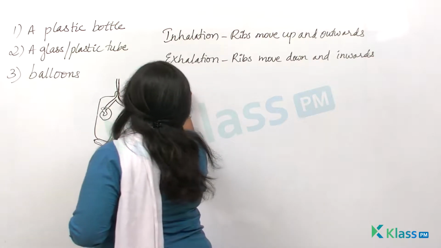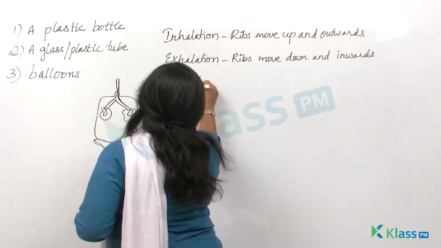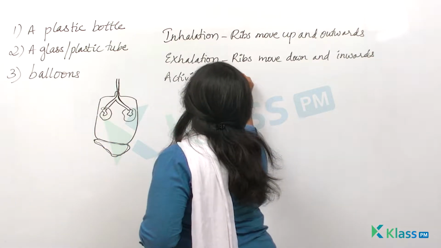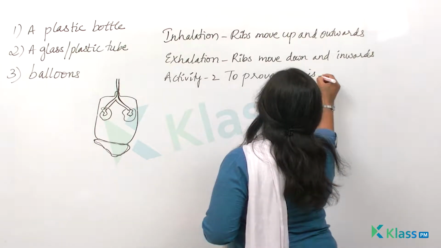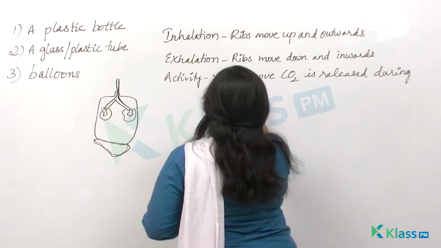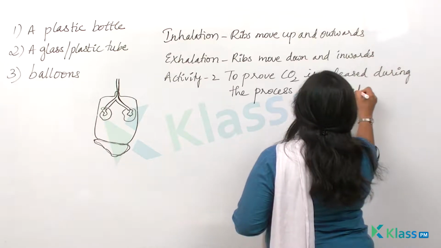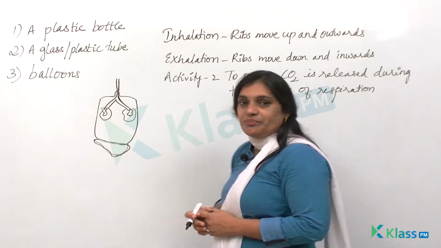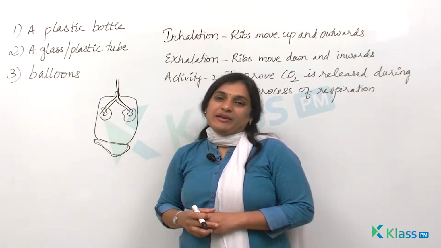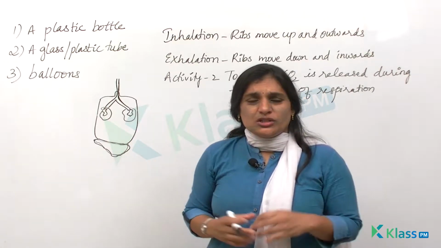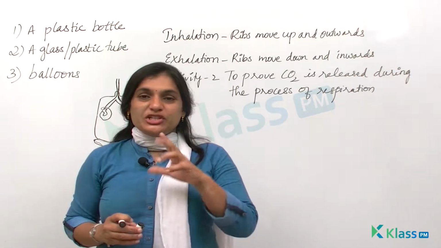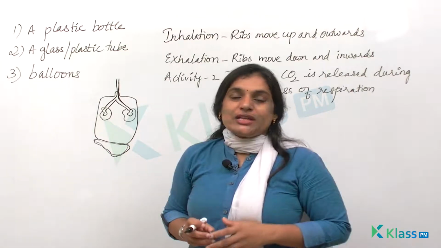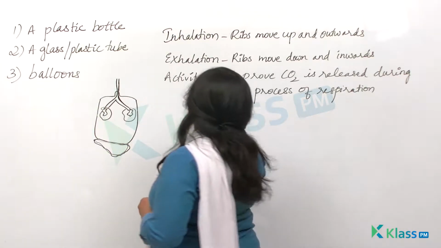For this, let us mark it as activity 2, to prove carbon dioxide is released during the process of respiration. So what do we need for this activity? We need a test tube, a straw and freshly prepared lime water. You know what is lime? The tuna, which you use for whitewashing, right? So that is called lime. So you can use that lime water.